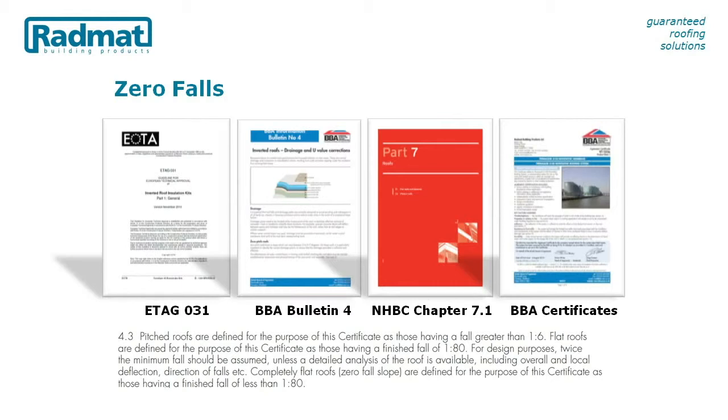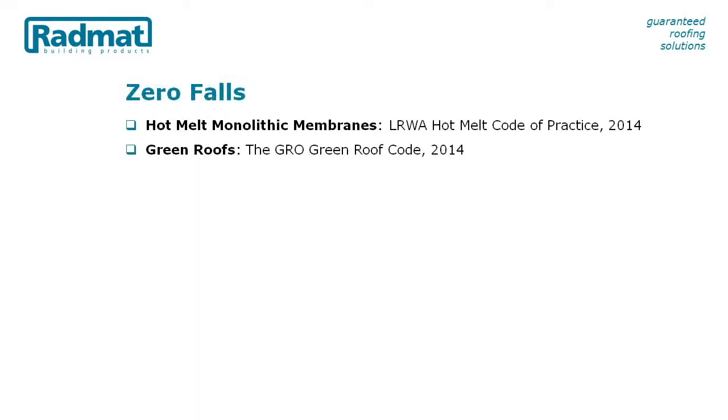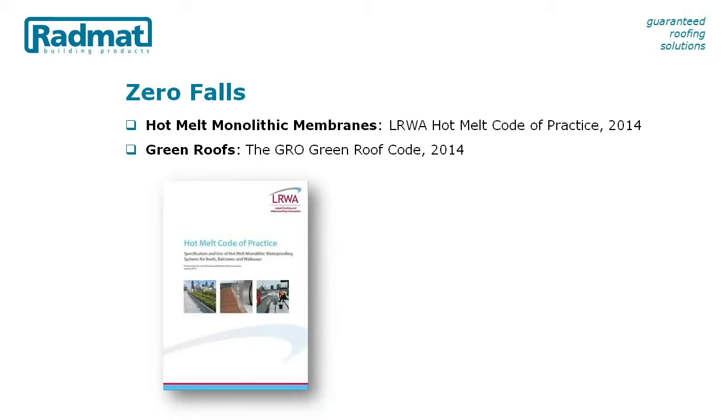In turn, the NHBC have recognized zero falls construction being acceptable in their Chapter 7.1 standards publication, which was updated in November 2015. You will also find reference to the zero falls application in the LRWA Hot Melt Code of Practice and the GROW Green Roof Code.